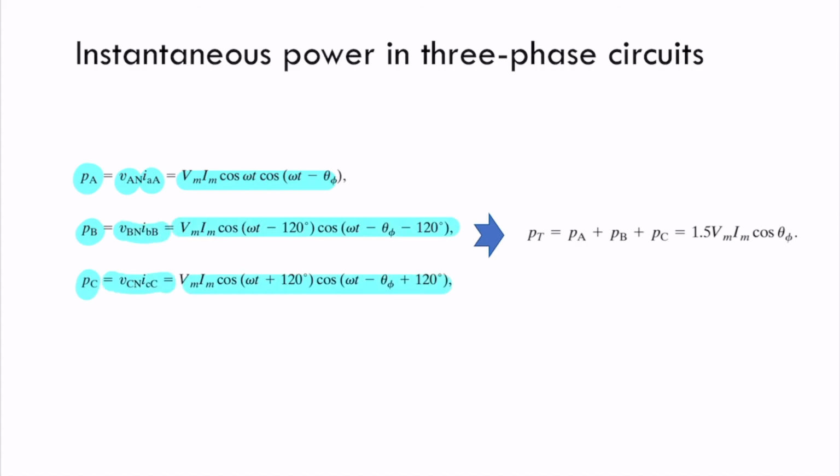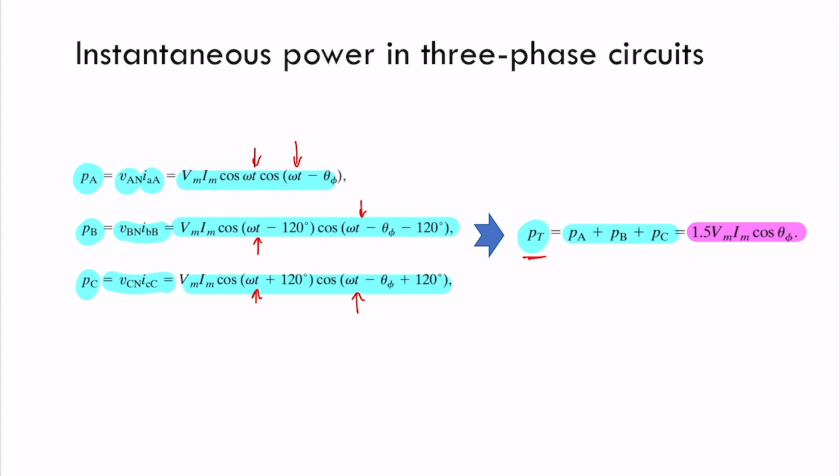But we are interested in the total instantaneous power. So if we sum up these three signals, we get this expression: 1.5 times the voltage and current amplitudes of the sinusoidal waves, times cosine of theta. The instantaneous power for every phase depends on t. You see here the dependence on t, while the total power doesn't depend on t. So this is very interesting.